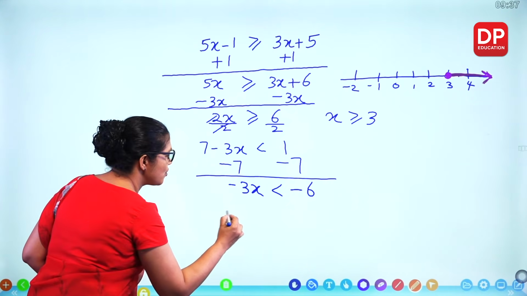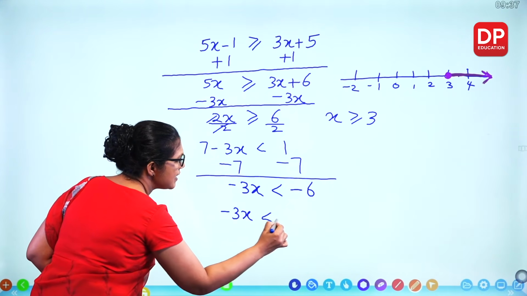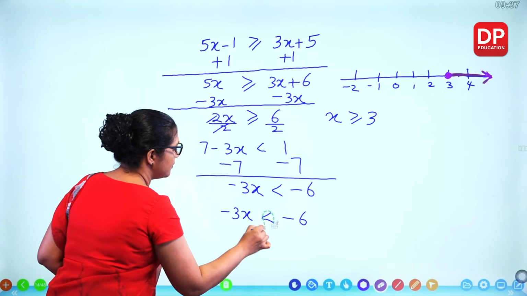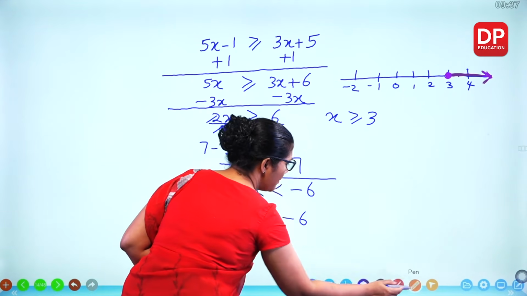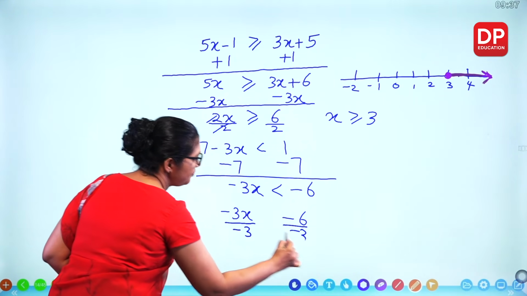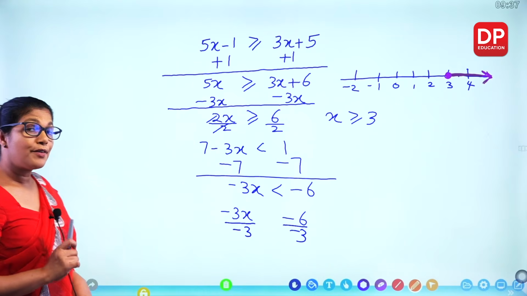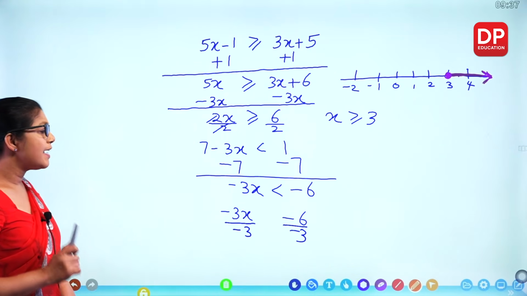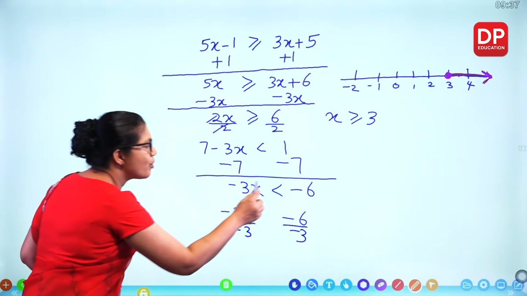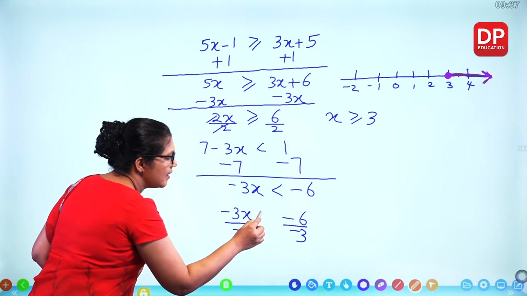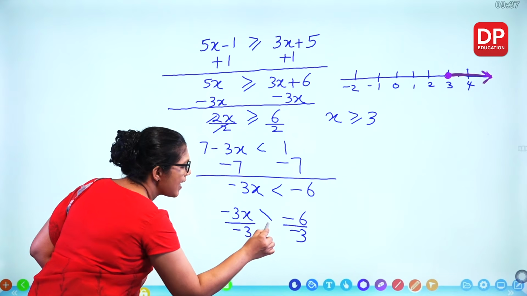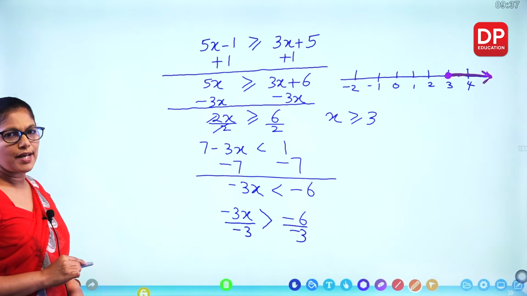So what I can do, I can take the inequality and divide this by minus 3. So what's the rule? When you are dividing by a negative, the sign changes. So now you can't use this symbol. So you have to change it to the other side. So I can write it this way now.